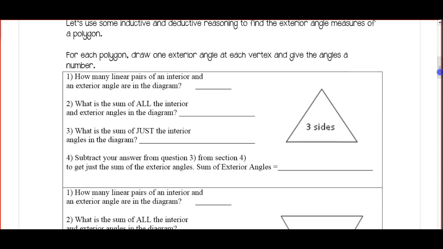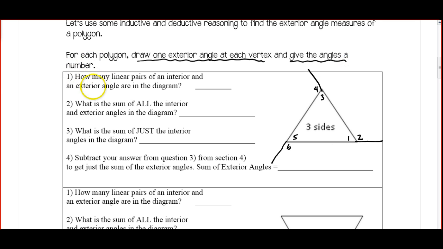So here's what we're going to do. For each polygon, we're going to draw one exterior angle at each vertex and give the angles a number. So here's my triangle. I'm going to extend each side, and it really doesn't matter how you do it as long as you get one exterior angle at each vertex. And then I'm going to give them all numbers. So I have 1, 2, 3, 4, and then 5 and 6. So we drew one exterior angle at each vertex, and we gave all the angles a number.